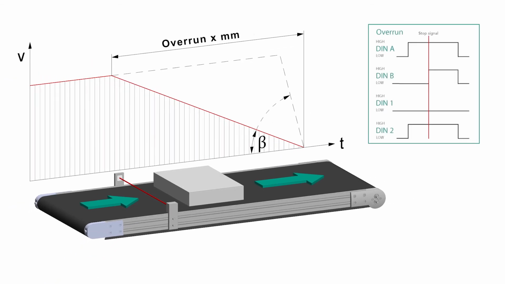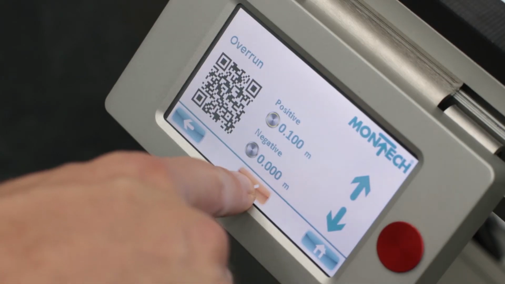The entire control, including the monitoring of the light barrier, is carried out via a PLC. When the product triggers the light barrier, a stop command is sent to the conveyor belt. However, it only comes to a standstill when the overrun has been completed.